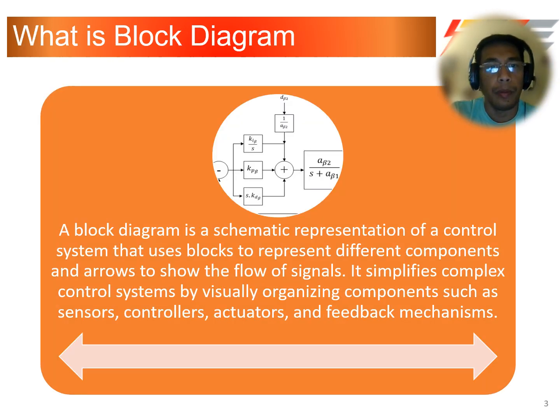A block diagram is a schematic representation of a control system that uses blocks to represent different components and arrows to show the flow of the signals. It simplifies complex control systems by visually organizing components such as sensors, controllers, actuators, and feedback mechanisms.